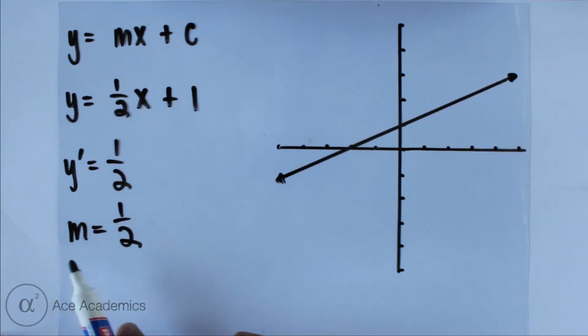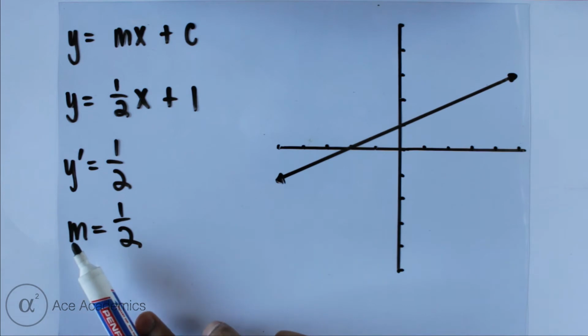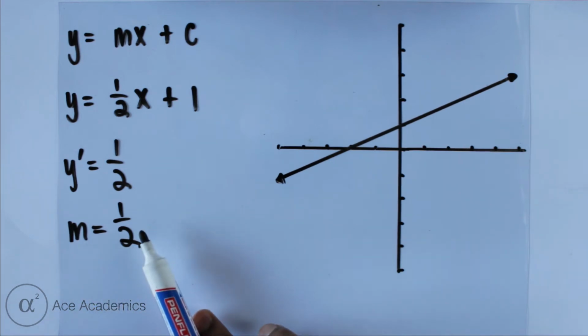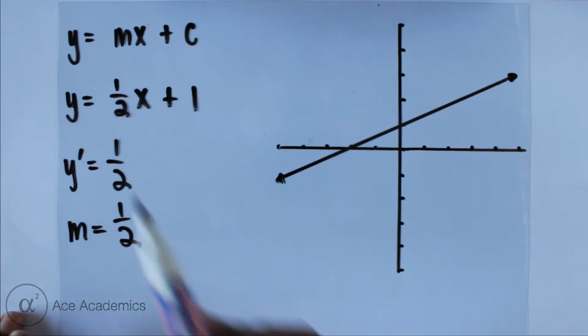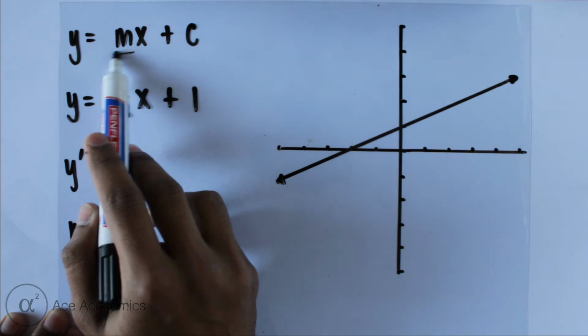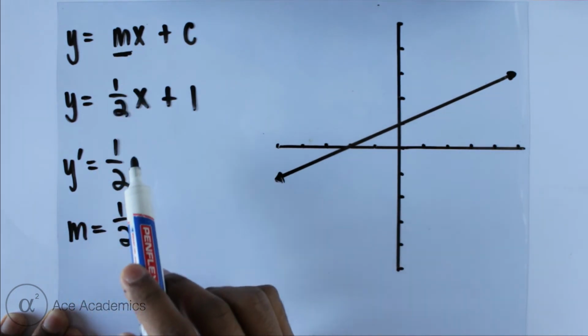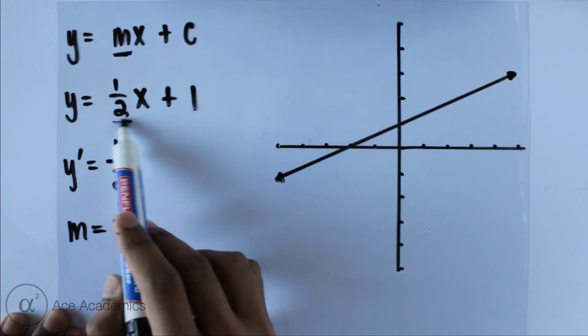That means that since the equation for the gradient is not dependent on x, the gradient is constant right throughout every single x value. And we know that because it's a straight line graph. We also know that according to the equation y equals mx plus c, the coefficient of x is simply the gradient, which we can see here as a half.